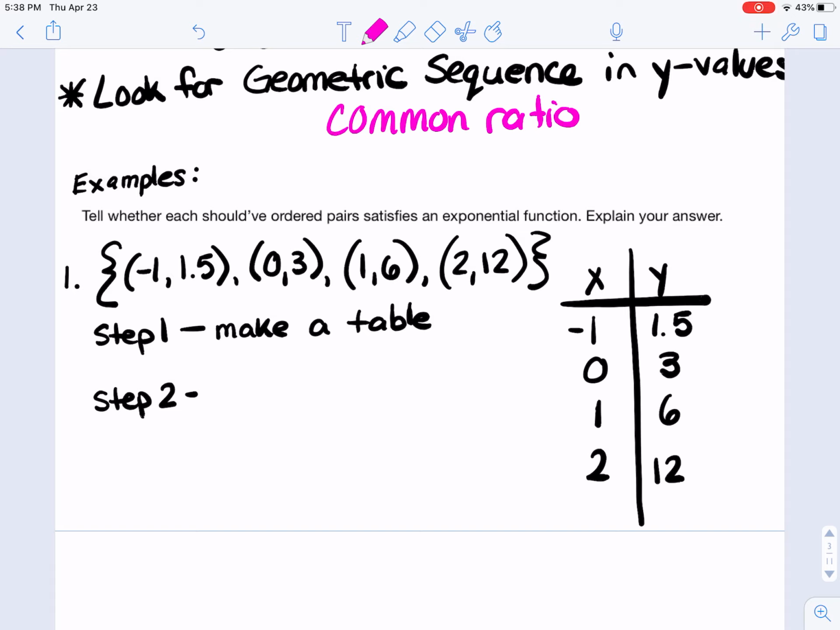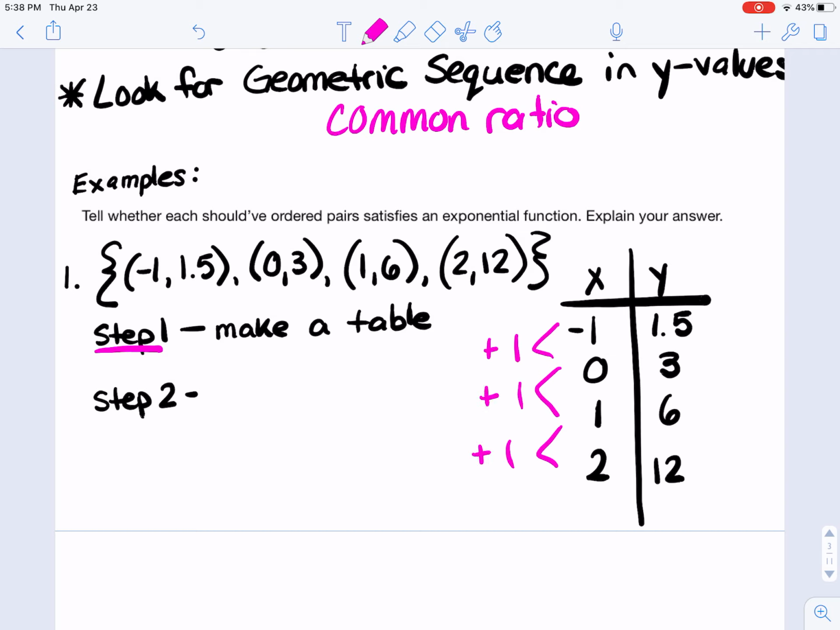So the first thing you're going to do is make a table. Make your little T-chart. I filled in my points already. Step 2, I'm going to look at my x and my y values. First of all, my x values all increase by 1, so I'm good there. I'm sorry, I didn't mean to put plus signs. I meant to put multiplication signs, but in this case you're not even multiplying by 1, you're just adding 1.